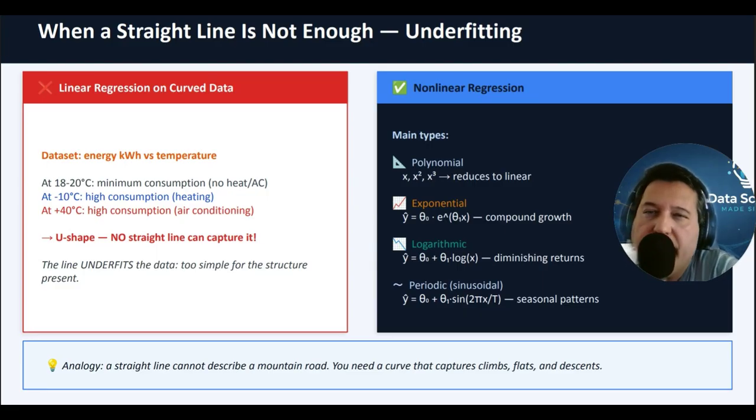A straight line here cannot capture the structure of the data, a problem we call underfitting. It's like trying to describe a mountain road with a straight line. It doesn't work. We need a curve that captures climbs, flat stretches, and descents. This is why we resort to nonlinear regression, which can use polynomial models, exponential models for growth, logarithmic models for diminishing returns, or sinusoidal models for seasonal patterns.